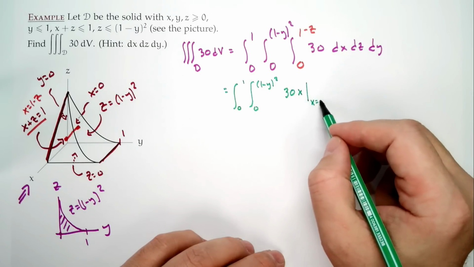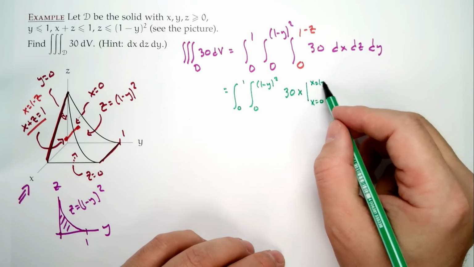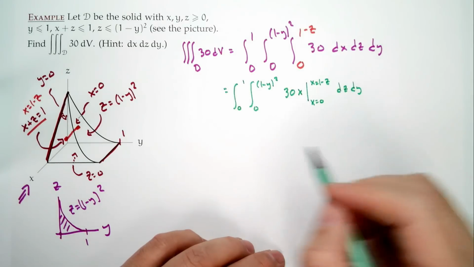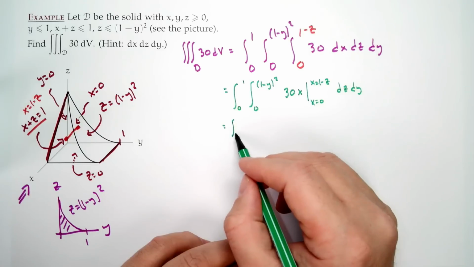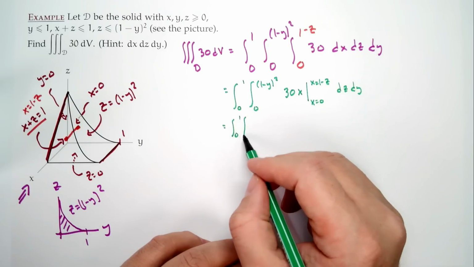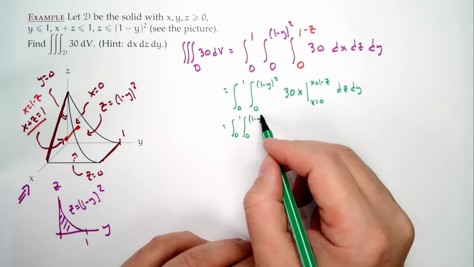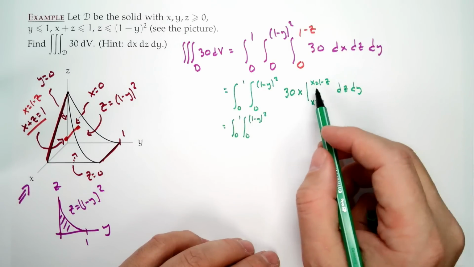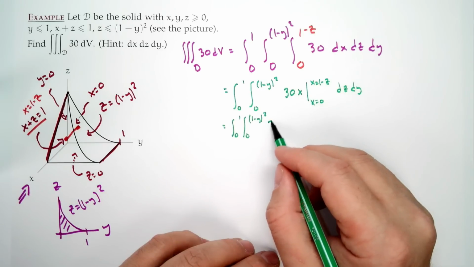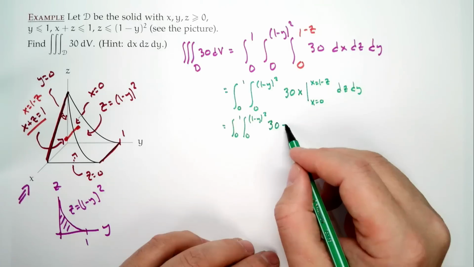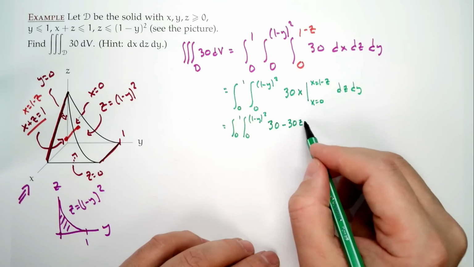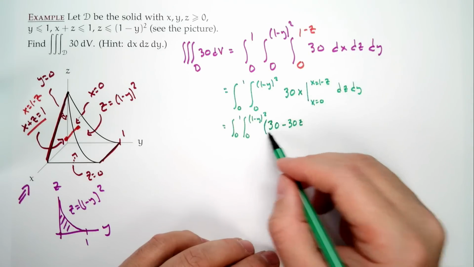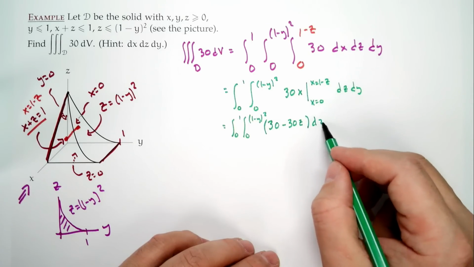Evaluated, x equals 0 to x equals 1 minus z. And then we're going to do that dz dy. So integral 0 to 1, integral 0 to 1 minus y squared, and that'll be 30 times 1 minus z. So I can write that as 30 minus 30z, right? And then plug in 0, you get 0. So there we go. There's our next layer.